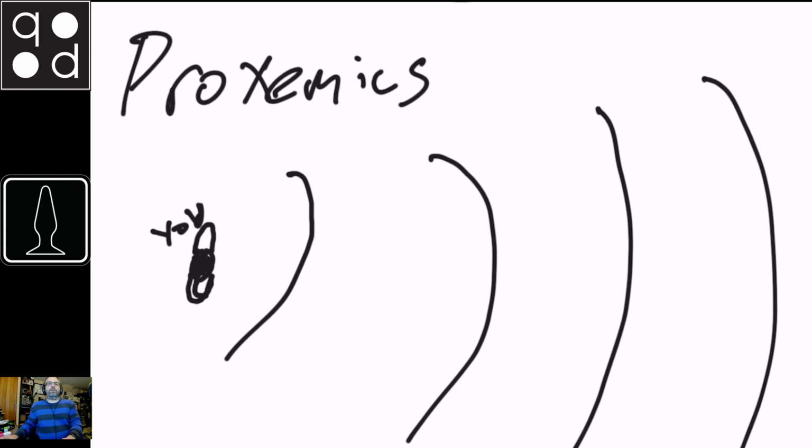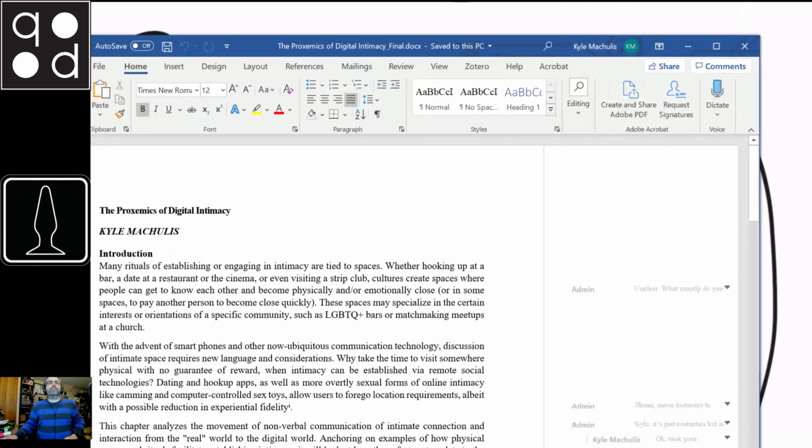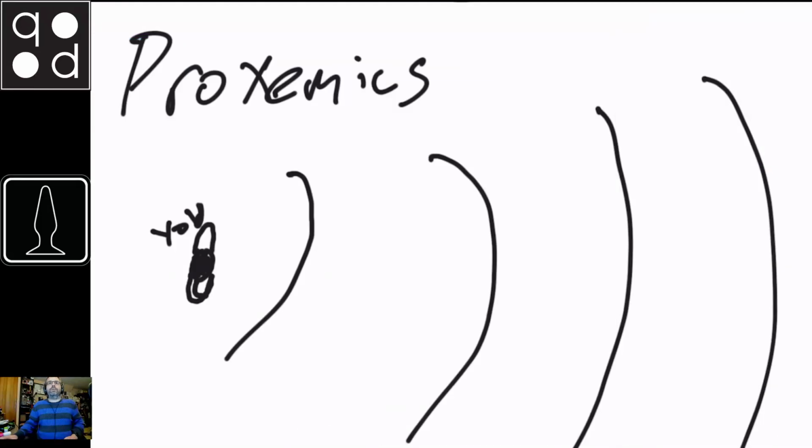Okay, and now it looks like you're about to throw a goddamn shot put, but excuse me for just a sec. I need to open up so I can read my text here.